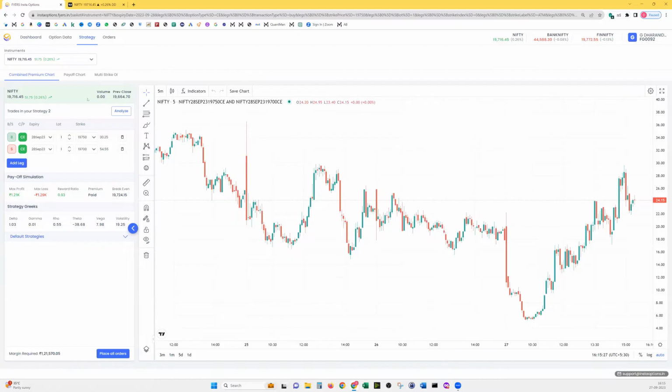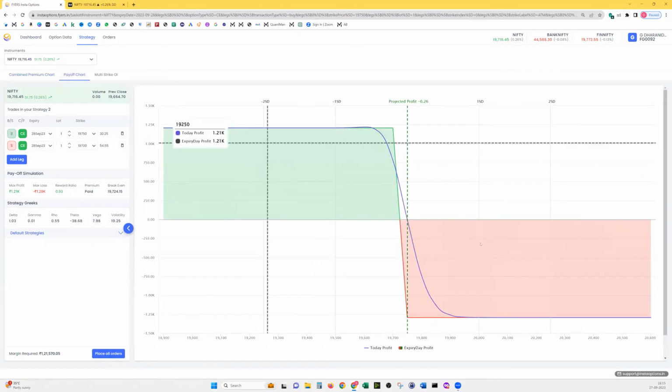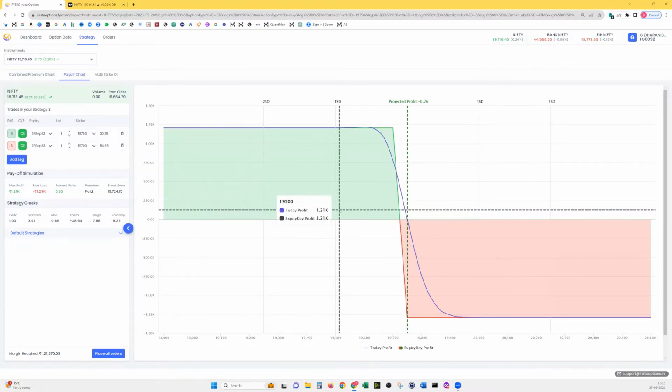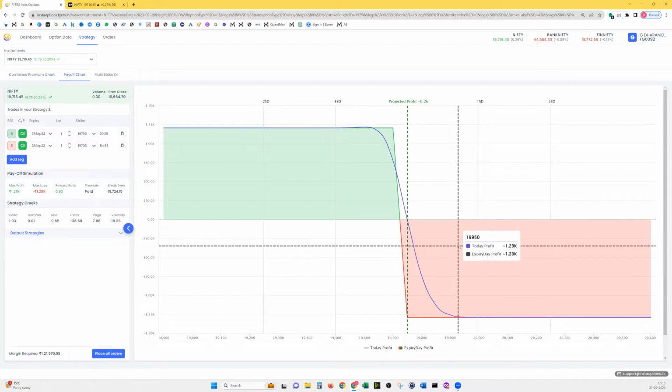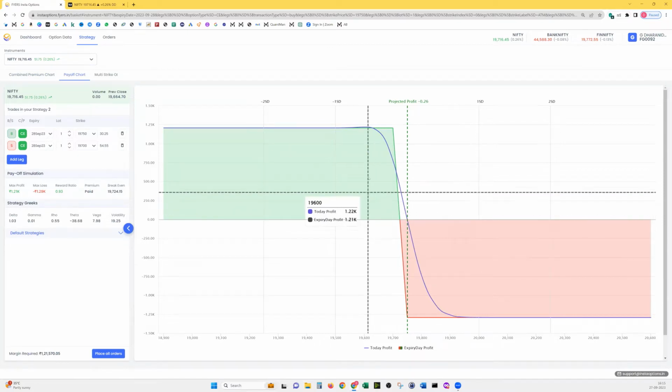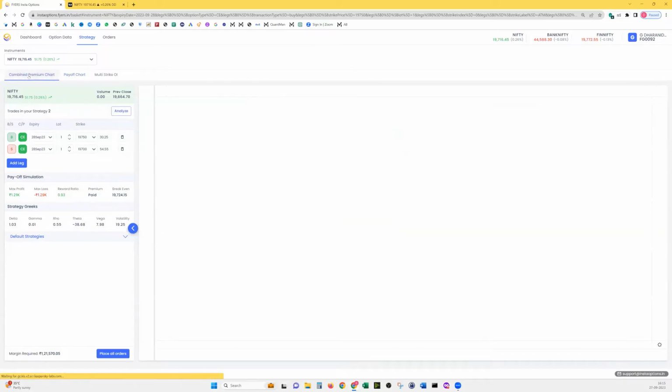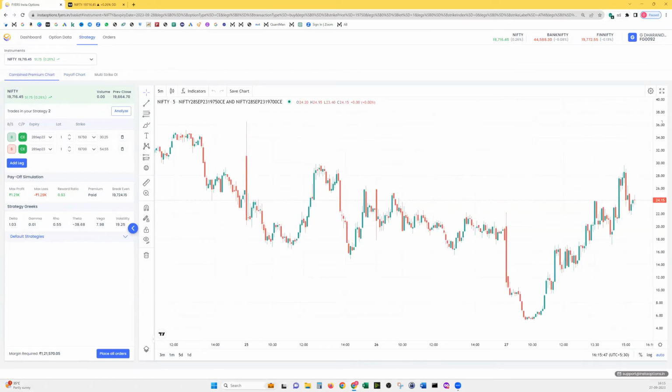Once you click on analyze, it takes you to a different page where you can look into the payoff chart: how it is going to be profitable, whether it is profitable if the market comes down, or if the market goes up. This is what we are going to understand on this page. On the other hand, we have this combined premium. So here is where the game changer is.